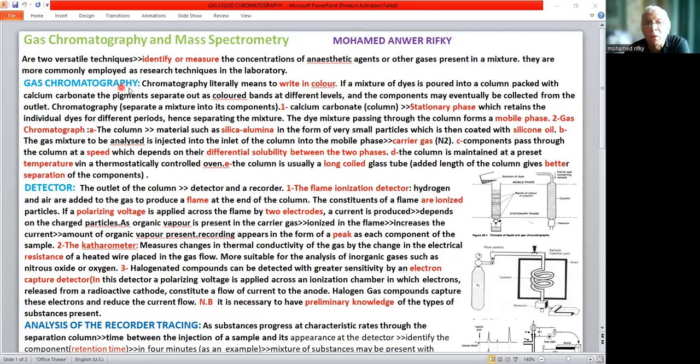First of all, gas chromatography. Chromatography literally means "write in color." As an example, suppose we have a dye and we pour it into a supportive medium such as calcium carbonate. As we can see, the constituents of the dye are separated into bands, and then eventually they are released into a cup according to their solubility in this supportive medium.